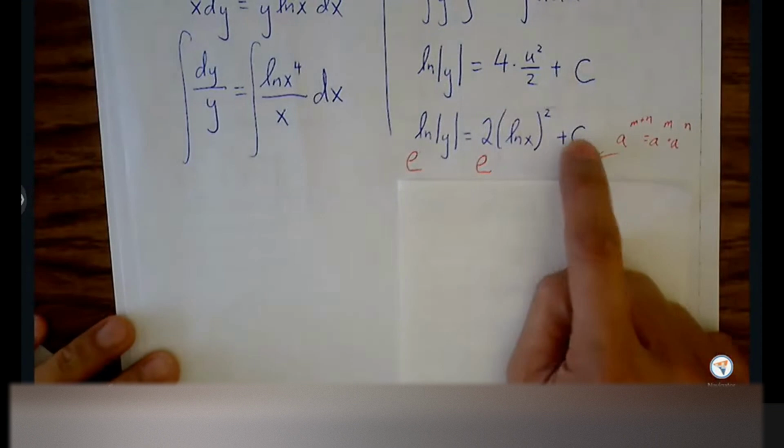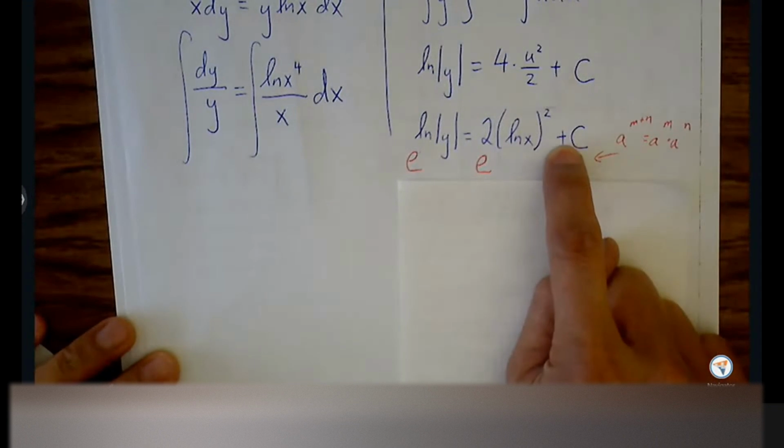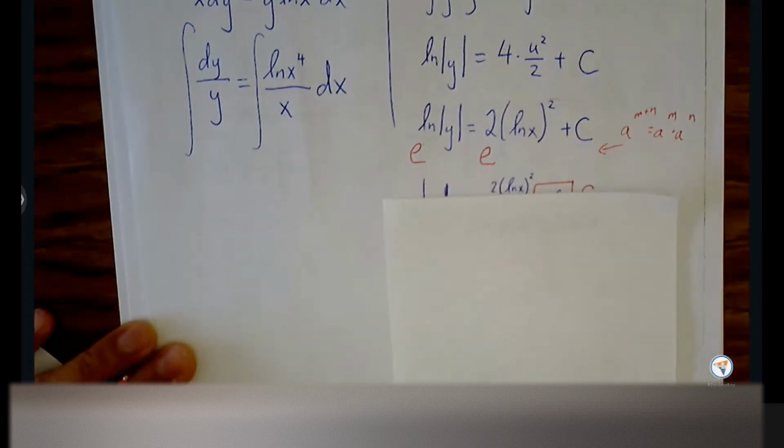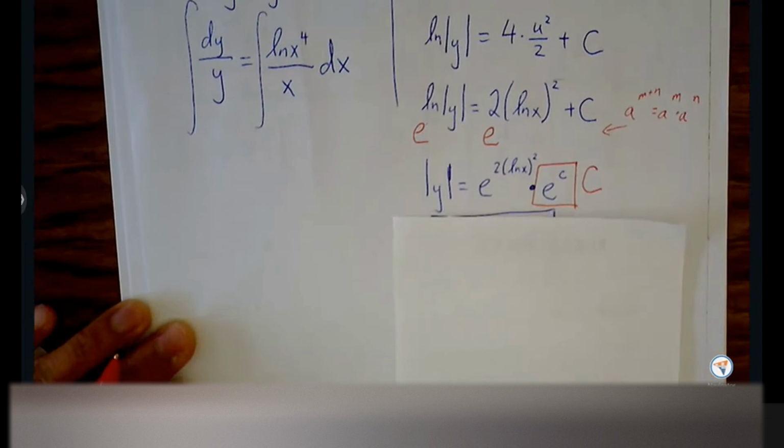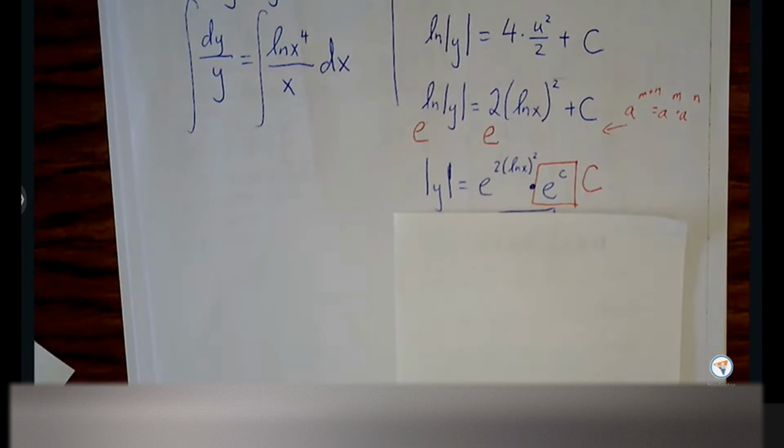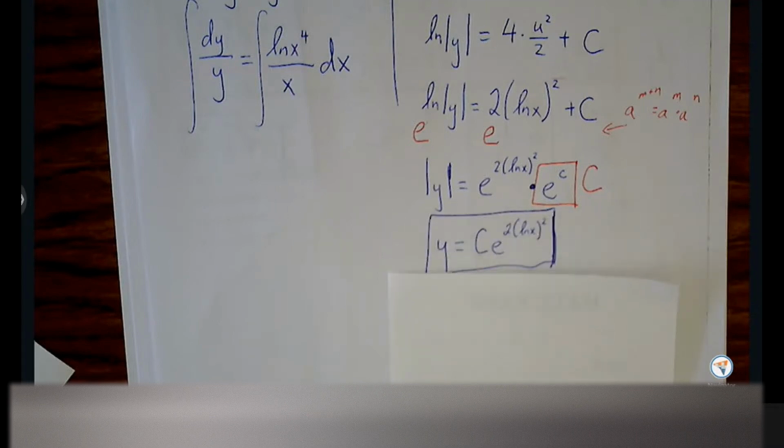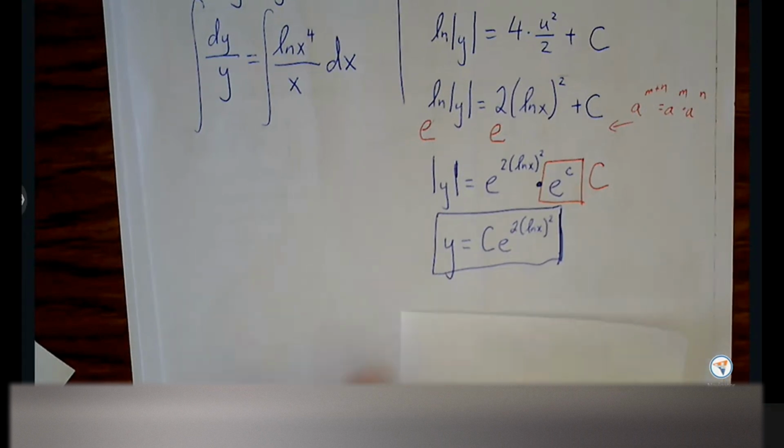Make sure you turn that plus in the exponent down to multiplication at the base level. And we can drop the e to the c and just let it be represented by a big C. Push the c out in front, drop the absolute value, plus or minus, get absorbed into the c. And we have our general equation.